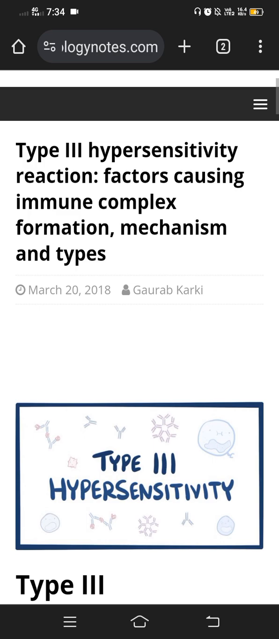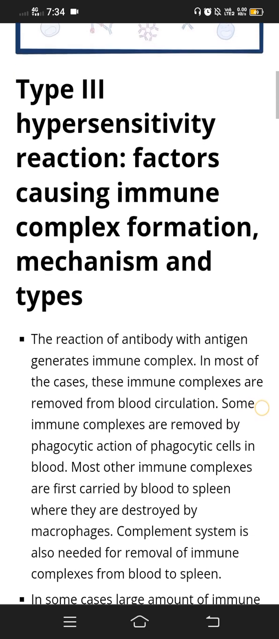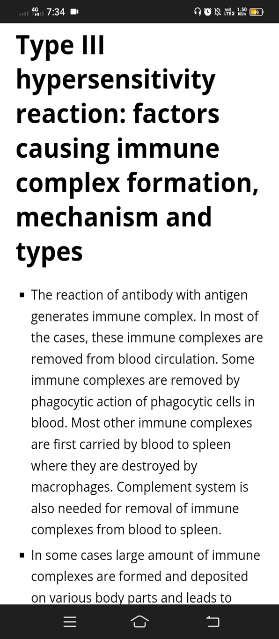Type 3 hypersensitivity reaction: factors causing immune complex formation, mechanism and types. The reaction of antibody with antigen generates immune complexes. In most cases, these immune complexes are removed from blood circulation. Some are removed by the action of phagocytic cells in blood. Most other immune complexes are first carried by blood to the spleen, where they are destroyed by macrophages. The complement system is also needed for removal of immune complexes from blood to the spleen.